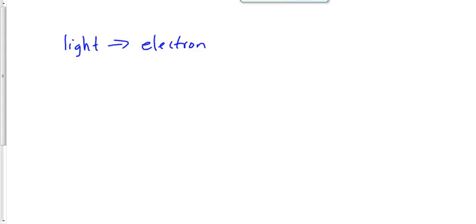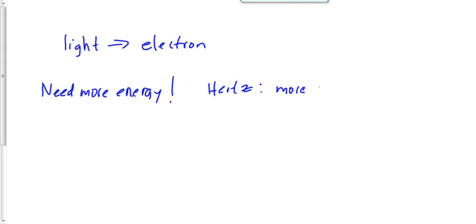Now, he found that when it wasn't ejected, or at least he hypothesized that when it wasn't ejected, it was because there wasn't enough energy in the light. We needed more energy, right? So where do we get more energy from? If we're not emitting electrons, we need more energy. Hertz said we're going to get more energy from more light, right? And that doesn't mean necessarily brighter light, although usually it does. It could mean shining the light on the metal for a longer period of time. Bottom line is, we're going to get it from more light.